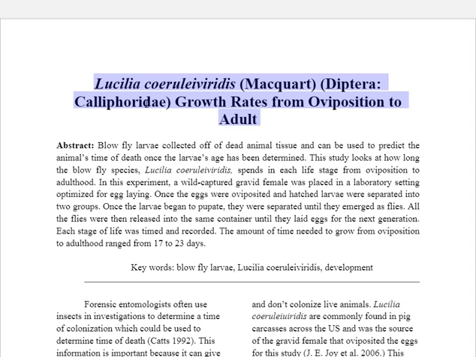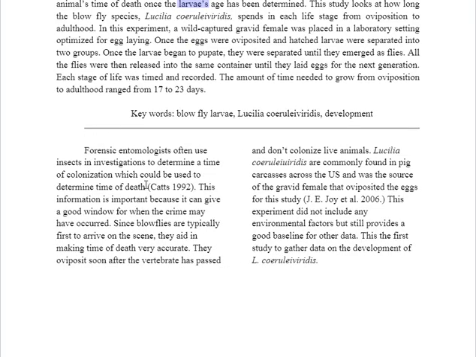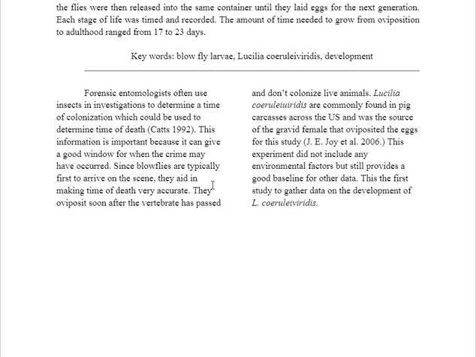So if you looked at this paper, they're not doing, you know, stage by stage by stage. It's how long it takes to go from oviposition to fully formed adult. That's it. So this actually takes away some of the ambiguity of the paper. Good job there. Make sure there's another line underneath here, though, and make sure to left-right justify the intro.